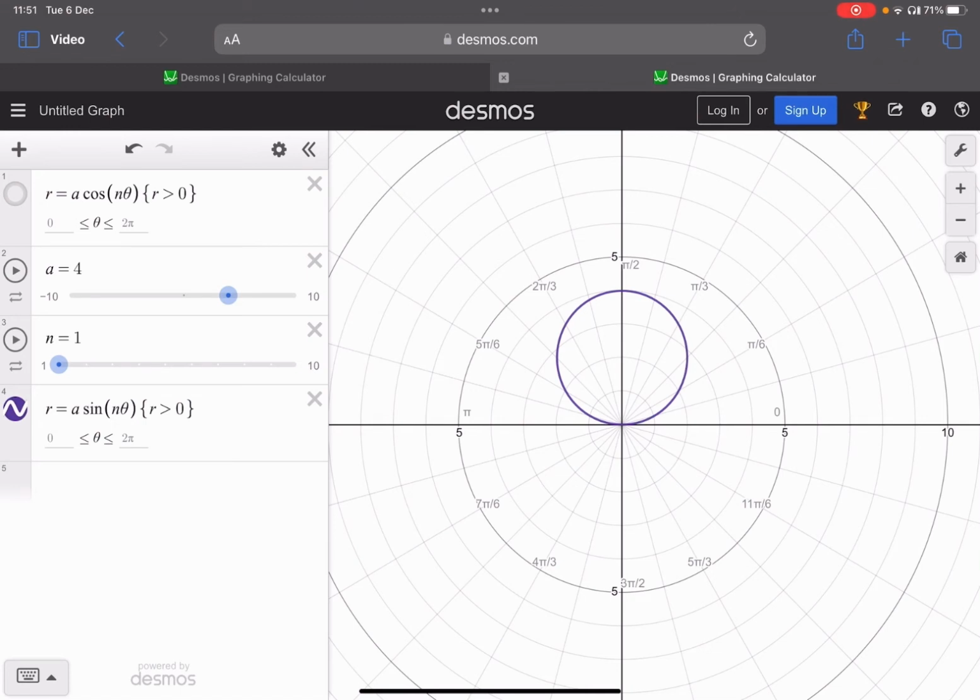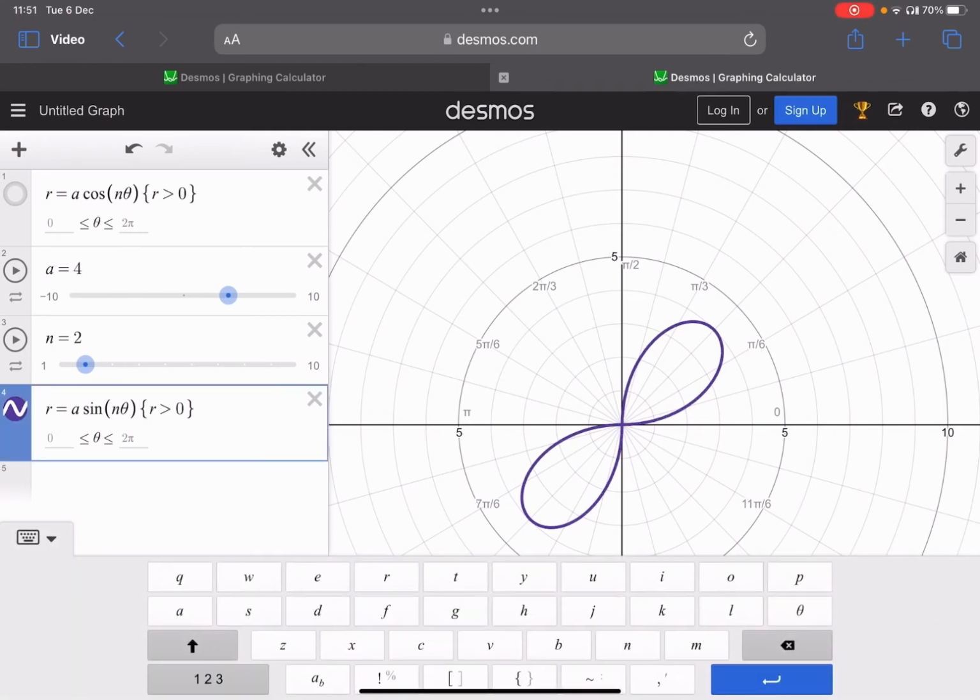So this is 4 sine theta, which is something we did in our previous video, just a circle moved up on the y-axis. Now if I increase n from 1 to 2, you can see what has happened here is we've got 2 loops. We have a loop in the first quadrant and in the third quadrant. And that's because of this little bit I've put on the end here. r is greater than 0. Now I had to specify that in this app, otherwise it would have plotted all of the r's greater or less than 0 as if they were greater than 0.